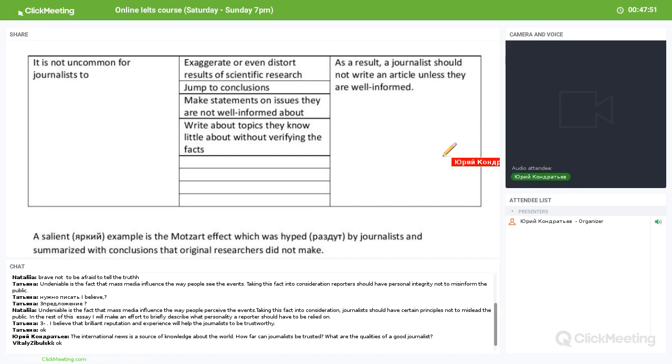The way to write your main body paragraph, you can start it like this. It is not uncommon for journalists to, and you may mention one of these, exaggerate or even distort results of scientific research, or jump to conclusions, or make statements on issues they are not well informed about, or write about topics they know little about without verifying the facts. And after this, you need to give an explanation of this topic sentence and give an example. And here is the conclusion. The conclusion is ready. If you want, this is an idea for your main body paragraph.